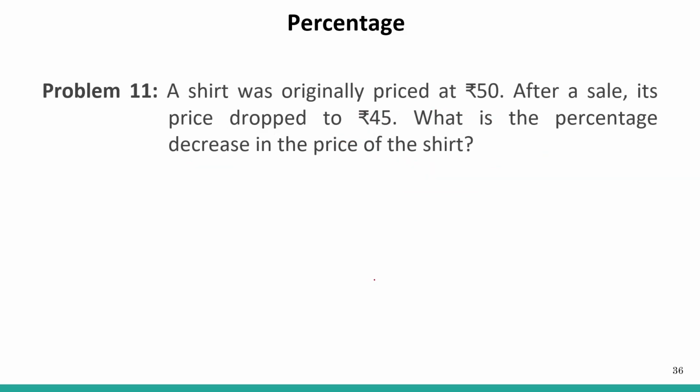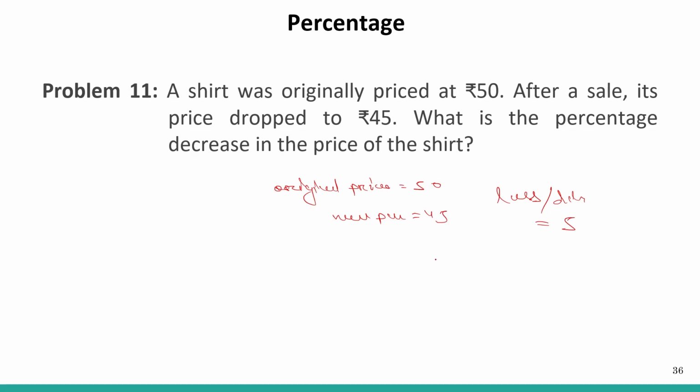Problem number 11. A shirt was originally priced at 50 rupees. After a sale, its price dropped to 45 rupees. What is the percentage decrease in the price of the shirt? So the shirt was originally priced at 50 rupees. After a sale, its price dropped to 45 rupees. So original price, new price, so the loss or discount is equal to 5.